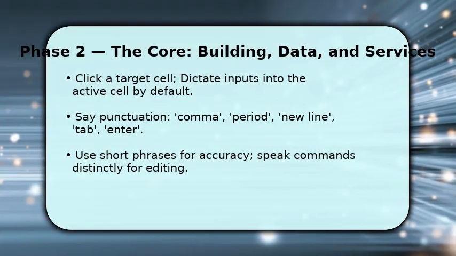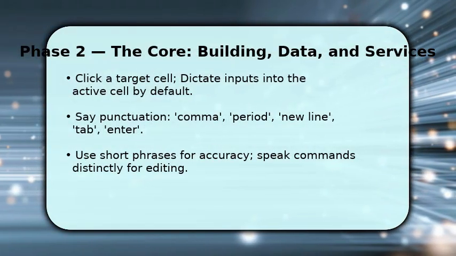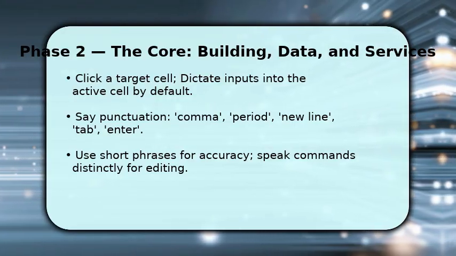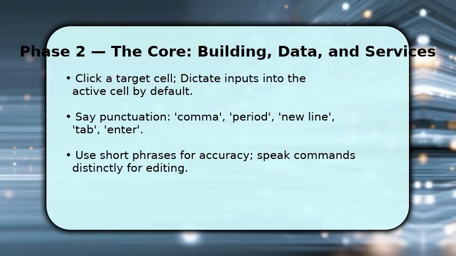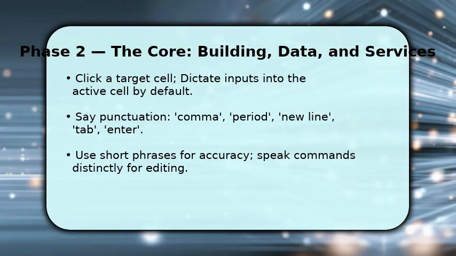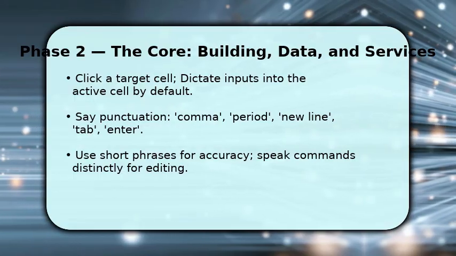You now control where speech goes by first selecting the target cell. Excel will insert text into the active cell. Speak in short phrases for better accuracy, and use vocal punctuation like comma or new line to format content. Say tab or enter when you want to move to adjacent cells.